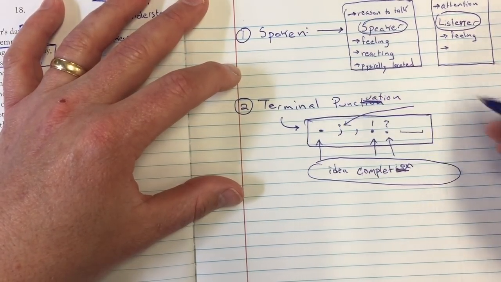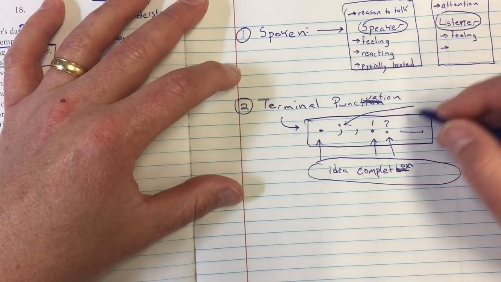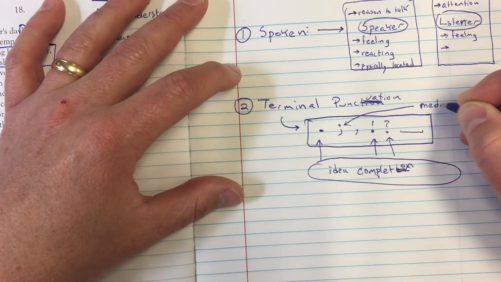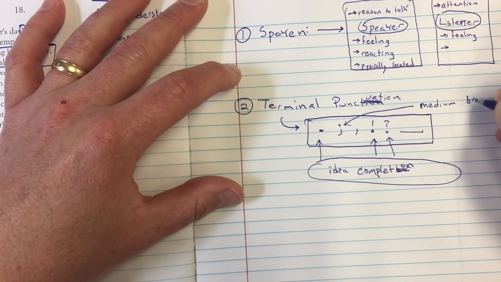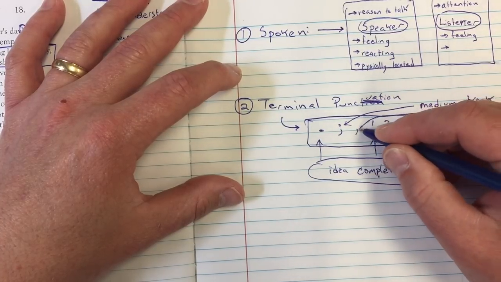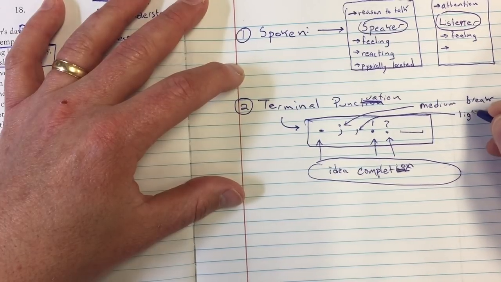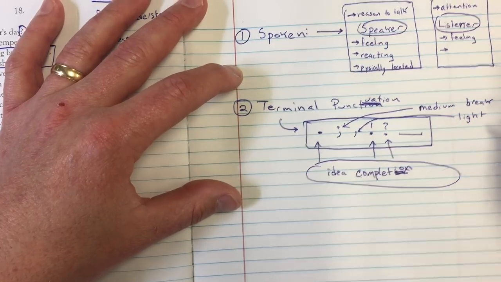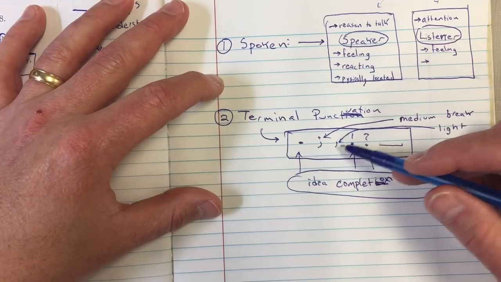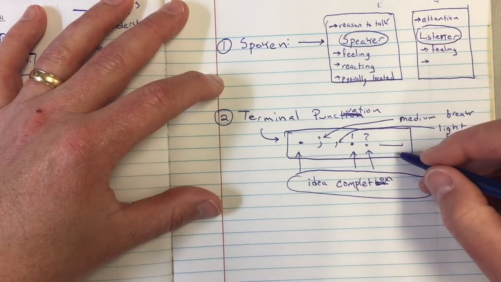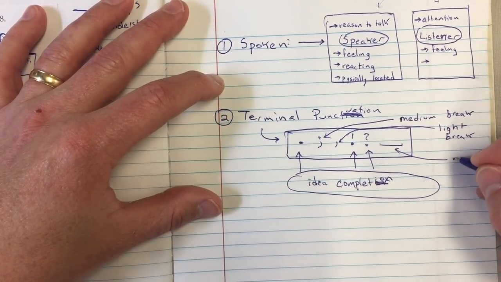This right here is kind of like a, I don't know. This is like a medium break, and this comma is a light break. So this would be like if you're putting your pedal to the metal, you know, you're driving your car, you apply a medium brake if you see one of these, you apply just a light brake if you see a comma, and if you see nothing, there's no brake at all.